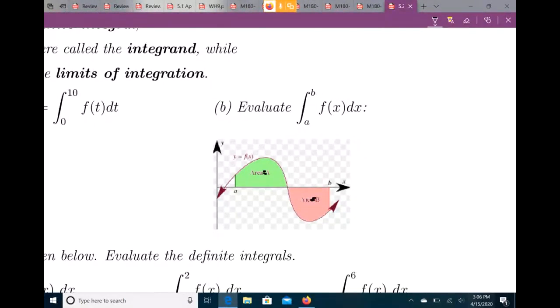Can't really read that well. So the next question says evaluate this definite integral of f of x from a to b. You're given a plot of the function f, and they also show where the limits of integration are, a and b. The area of the green shape is capital A, and the area of the salmon shape is B. So what would this definite integral evaluate to?